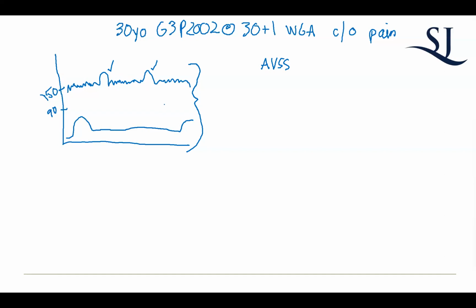How else do you describe tracings? Well, we're not talking about decels, right? Accelerations just are as they are. So you have accels, they're either there or they're not. Okay, so what else? We went through the components. We can look at marked, moderate, and minimal variability. Well, you have variability, right?